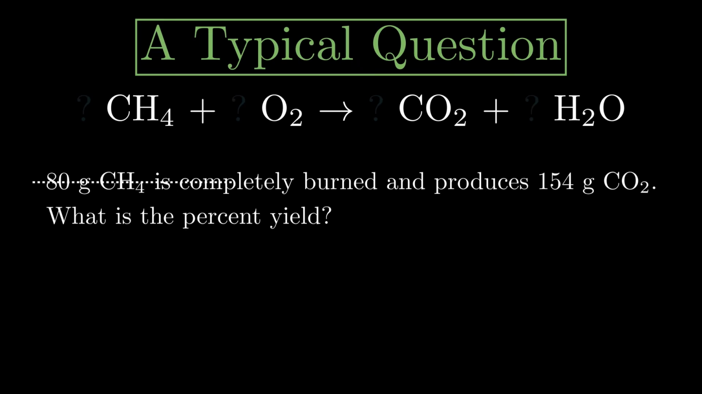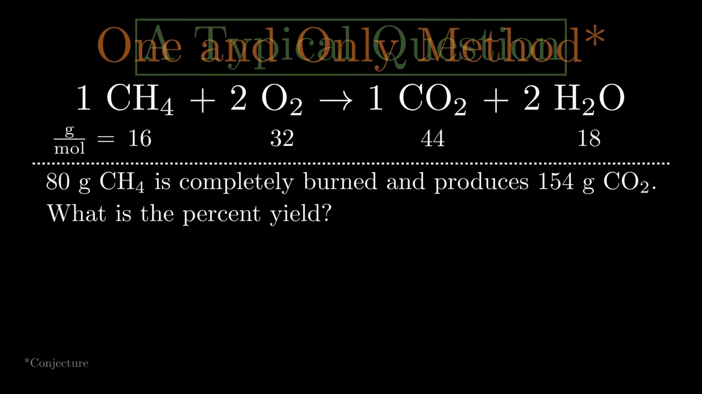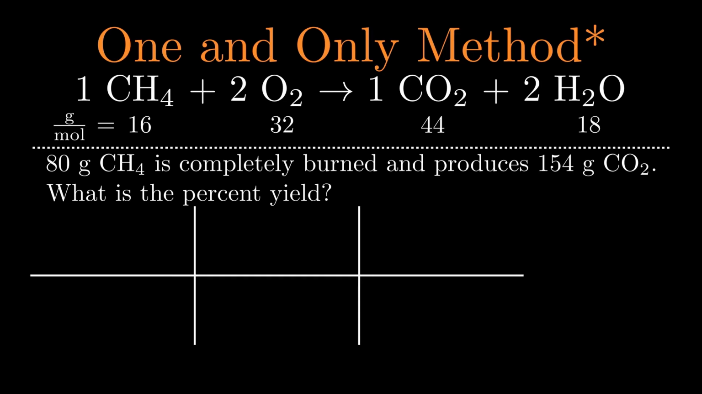That familiar place is a question without a balanced equation and no molar masses. However, I know you have all these values memorized since this is the third video in a row you've seen this equation. With that out of the way, we are ready to use the one and only method of answering this question, which starts with a straightforward stoichiometry grid. But with two values given in the question, which one goes in the top left box?